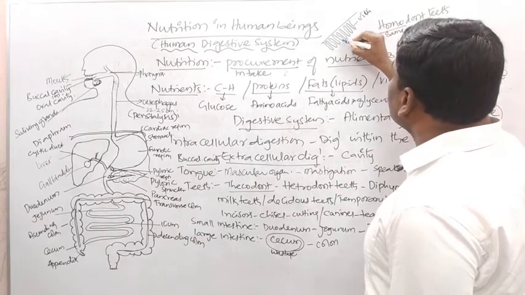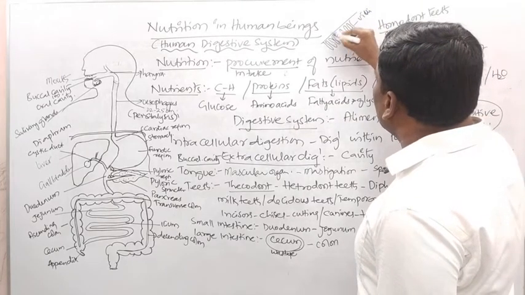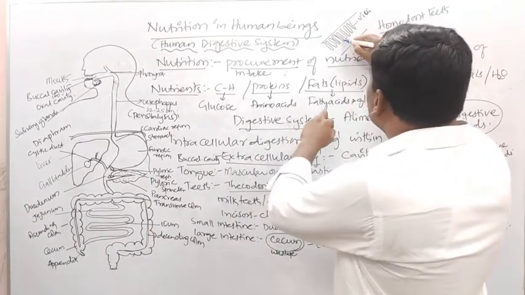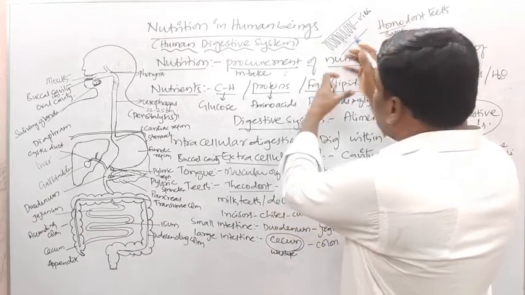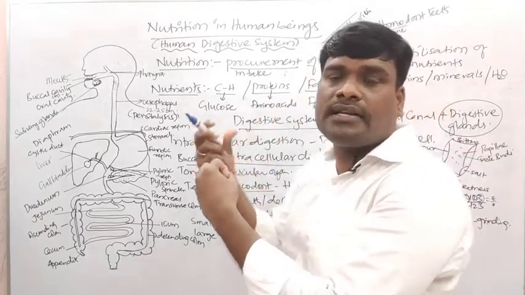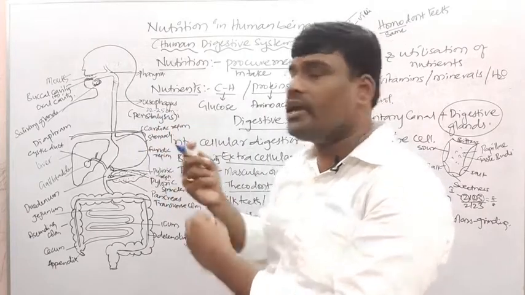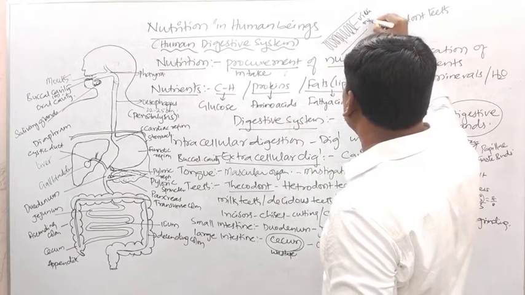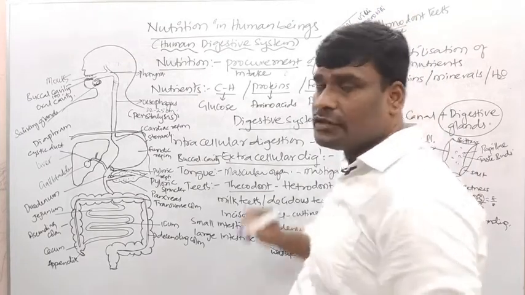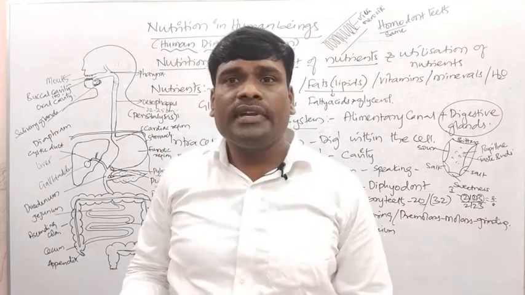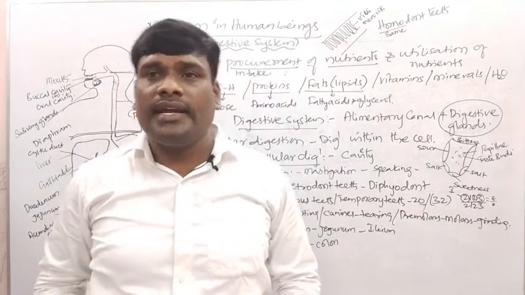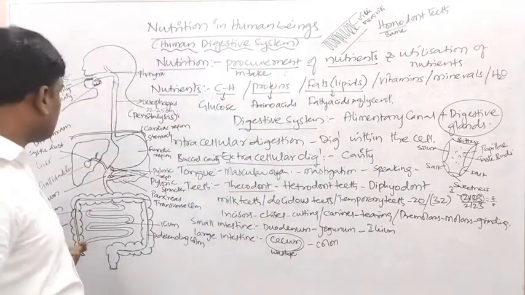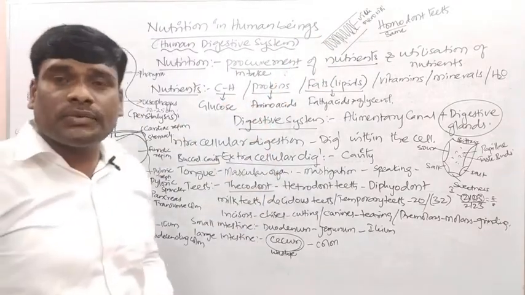Inside these villi, children, blood capillaries are also seen, because when the food gets digested, the blood will absorb the digested food particles and supply them to the cells. The villi also have very fine hair-like structures called microvilli. So most of the food gets digested in the small intestine and is absorbed with the help of villi.